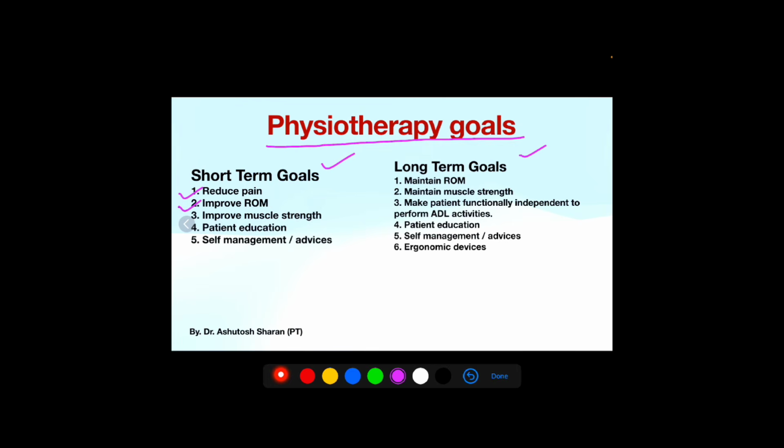लॉन्ग टर्म गोल क्या है कि पेन को घटा दिए, अब वो पेन दोबारा ना हो। ठीक है, तो उसके लिए हम लोग क्या कर सकते हैं? सो दिस इज द लॉन्ग टर्म गोल। ठीक उसी तरह से रेंज ऑफ मोशन तो बढ़ा लिए, ठीक है, अब वो रेंज ऑफ मोशन मेंटेन्ड रहे, उसके लिए हम लोग क्या करेंगे? मसल स्ट्रेंथ को तो बढ़ा लिया, अब वो मसल स्ट्रेंथ मेंटेन रहे उसके लिए हम लोग क्या करेंगे? सो दीज आर द डिफरेंस बिटवीन शॉर्ट टर्म एंड लॉन्ग टर्म गोल.